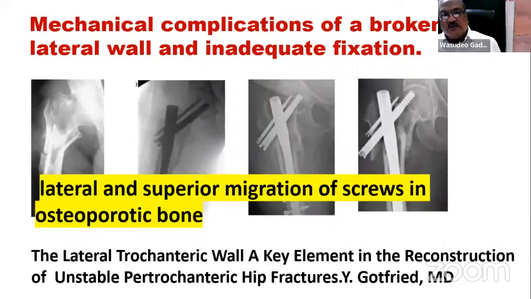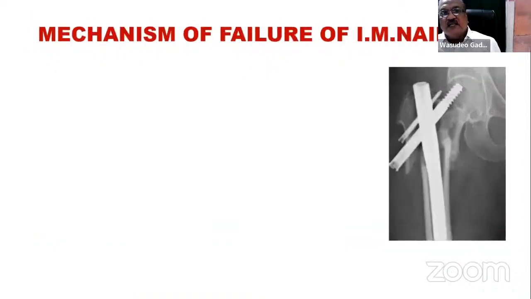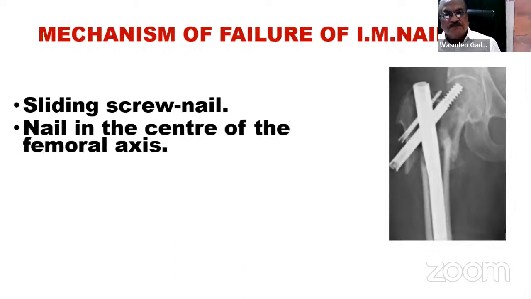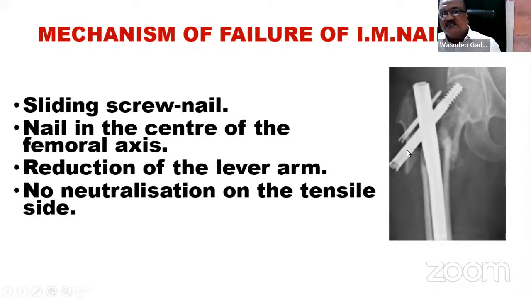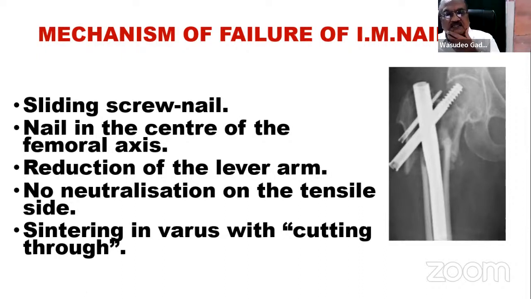So the lateral trochanteric wall is not only very important in DHS fixation, but is a key element in the reconstruction of an unstable paratrochanteric hip fracture. It holds true not only for DHS, but for the PFN also. So how does it fail mechanically? Sliding screw nail, nail in the center of the femoral axis, reduction of the lever arm, therefore the IM nail is preferred. There is no neutralization on the tensile side. And if the lateral wall is fractured, there is no support from the lateral side, and ultimately sintering in varus with cut-through. These are all complications you find in the PFN system.